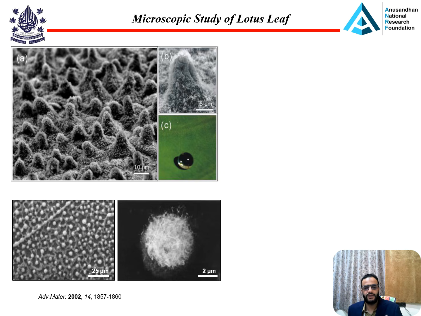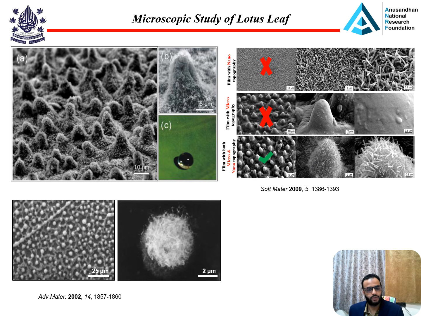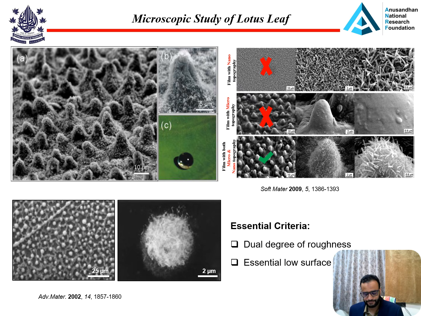And then these surfaces were artificially designed in order to get the super hydrophobic surface by artificial means. The two criteria which need to be fulfilled: one is the dual degree of roughness, that is the combination of micro and nano texture, and the essential low surface energy coating. The combination of these two criteria gives the super hydrophobic surfaces.